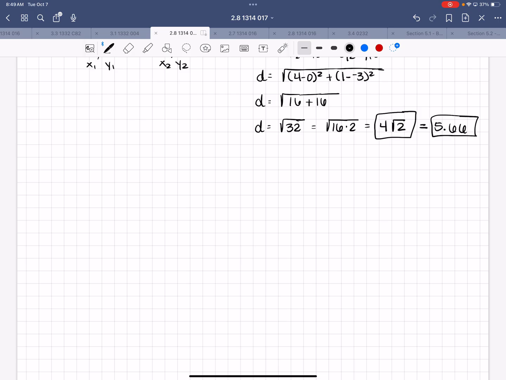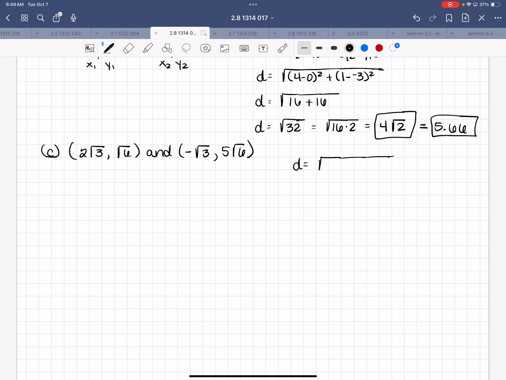And that is B. We do have a C because they want to make our lives a little more complicated. They give me the point (2 square root of 3, square root of 6) and (negative square root of 3, 5 square root of 6).